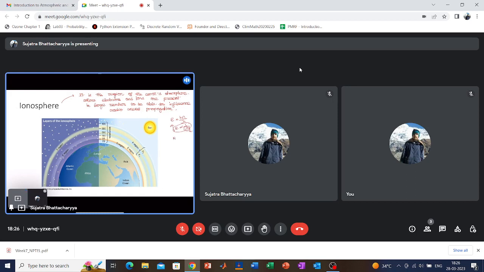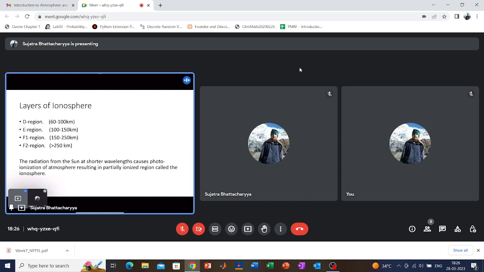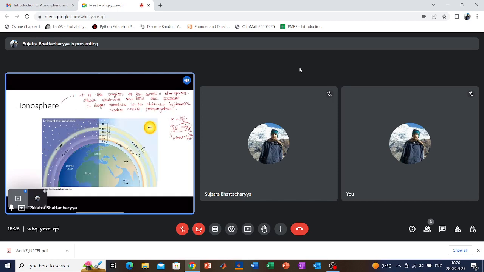So this energy interacts with atoms to form ions and electrons. That is the core concept of the ionosphere. Now if you see this diagram, this is the Earth's surface, and from about say 60 kilometers to about 400 kilometers or so, this is the range of the ionosphere.